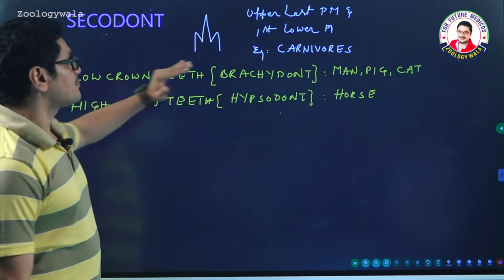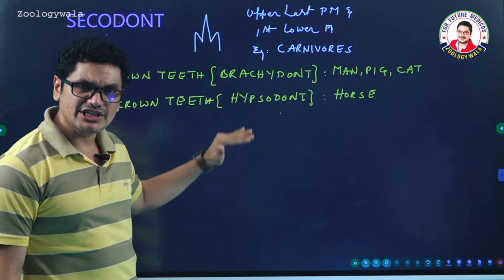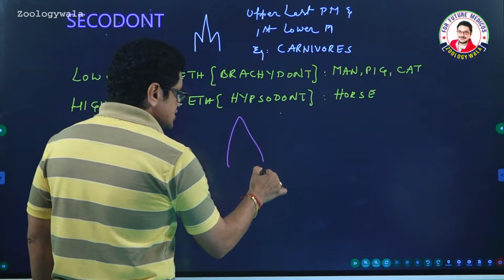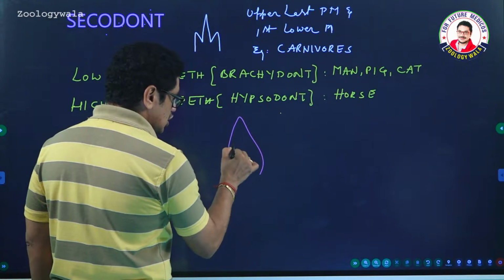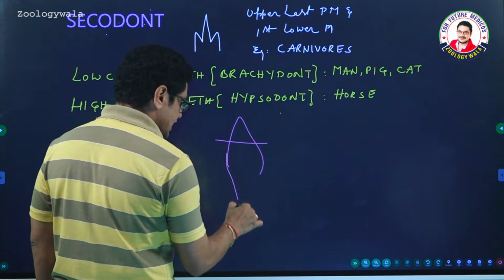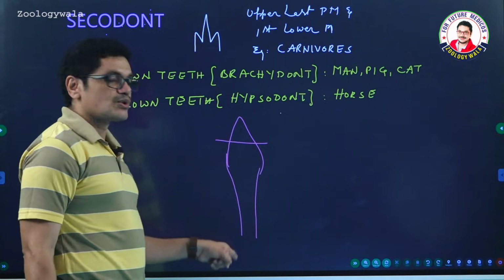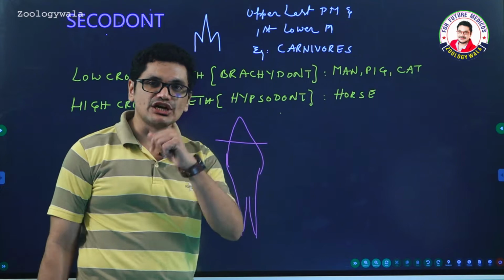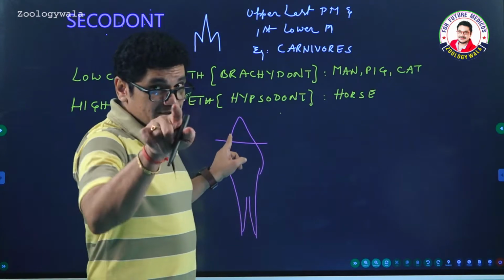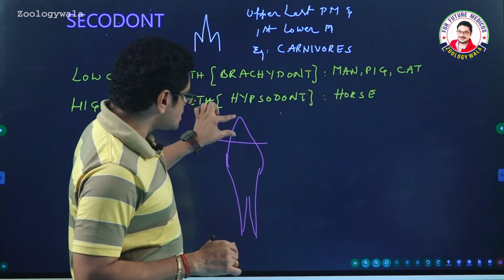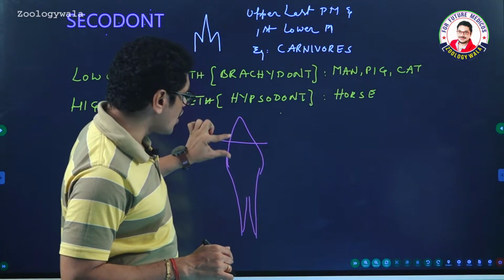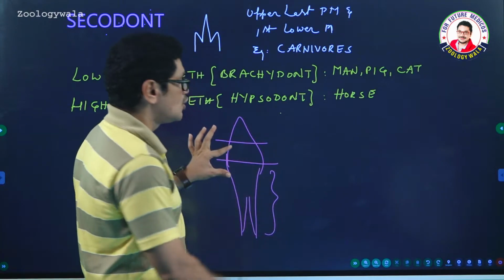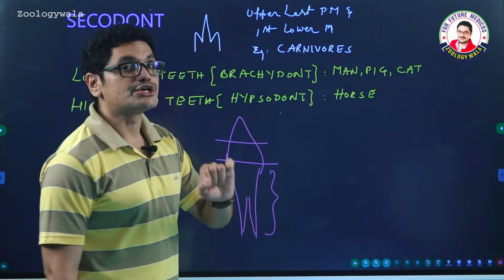The next ones are brachydont and hypsodont. What do you mean by brachydont and hypsodont? Imagine this is the tooth, and this is the crown portion, the visible portion, and this is the neck, followed by the root. Generally for the incisors and canines a single root is present, and I told you in the previous class regarding the human teeth. So this is the visible portion, the crown, this is the neck portion, and followed by this is the root of the tooth.